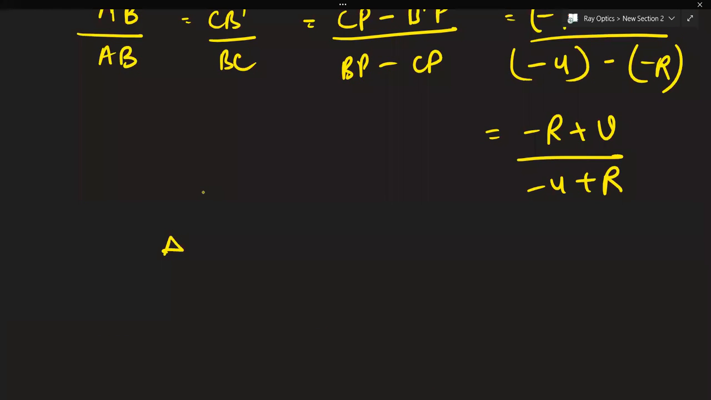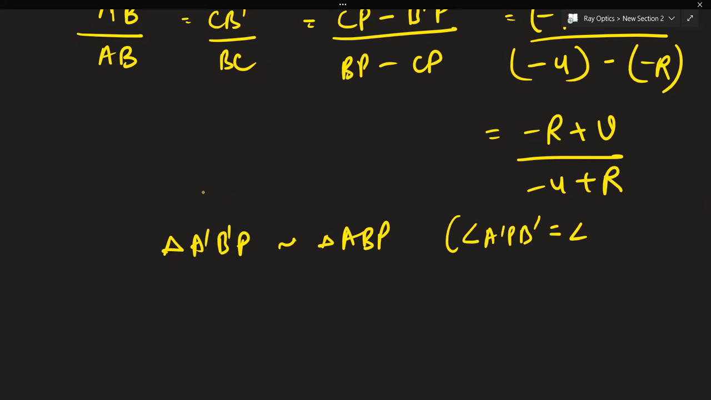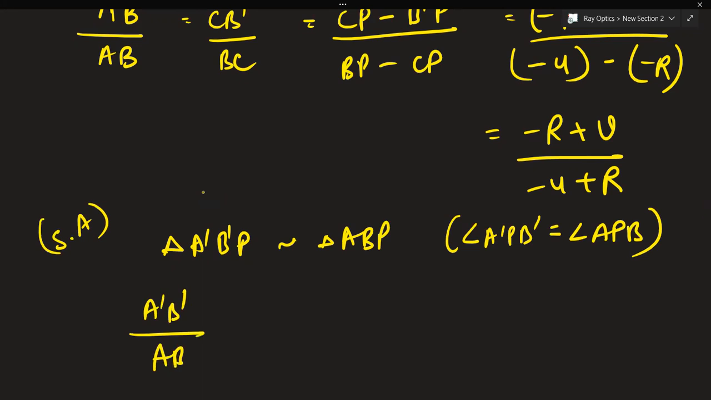So triangle A dash B dash P will be similar to triangle ABP because angle A dash P B dash is equal to angle APB. And you can put that this is because of AA similarity, the triangles are similar. Now, once you have this, you can again write A dash B dash by AB is equal to what? B dash P by BP.